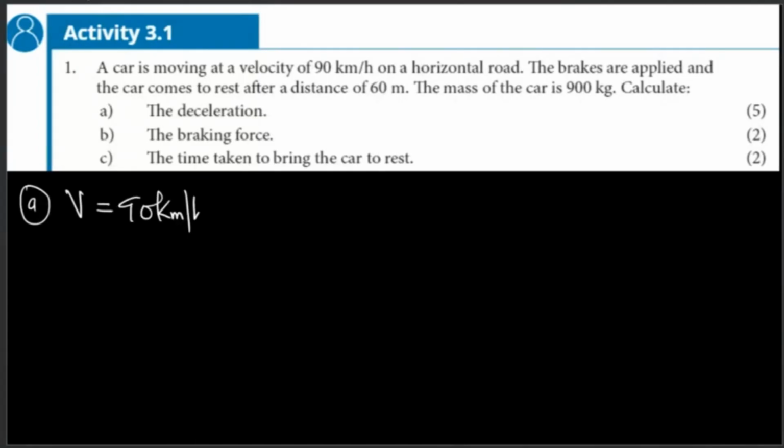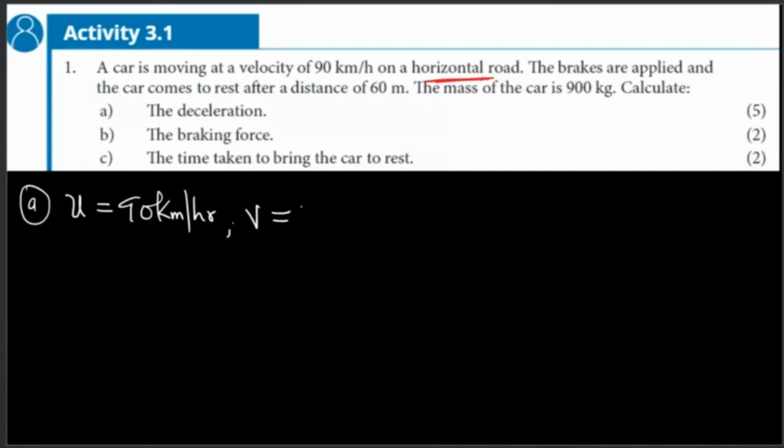90 kilometers per hour on a horizontal road, not incline now. As I said, the brakes are applied and the car comes to rest after a distance. So it simply means that this is the initial velocity.